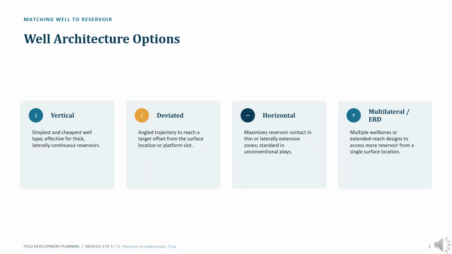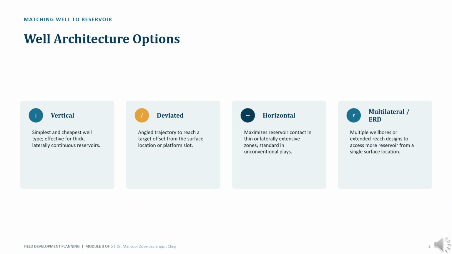Not all reservoirs require the same type of well. The simplest option is a vertical well, which is often suitable for thick and laterally continuous reservoirs. A deviated well follows an angled trajectory to reach targets away from the surface location. A horizontal well maximizes reservoir contact and is especially effective in thin reservoirs or unconventional developments. The most complex options are multilateral and extended reach wells, which allow larger areas of the reservoir to be accessed from a single surface location.